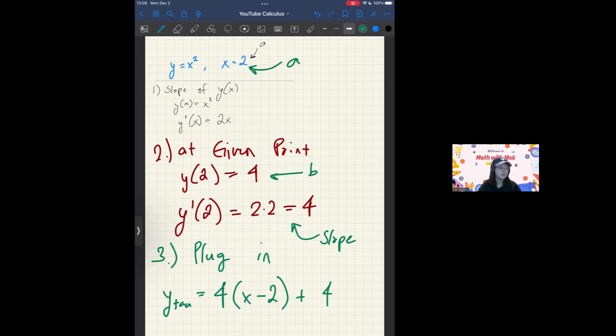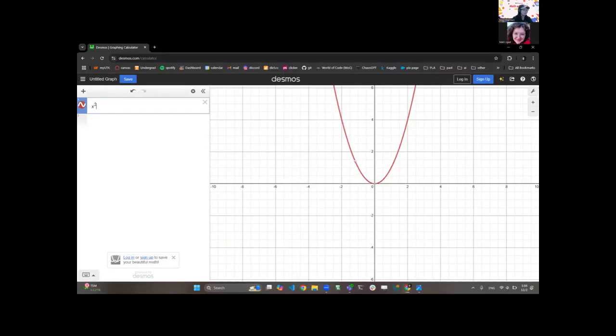So now you're probably asking yourself why, right? You've seen this before, but maybe it doesn't make sense. So let's look over at Desmos for just a quick moment. We have our x squared, and here's our point that we were expecting, right? 2, 4. So let's say I just took the derivative of this, 2x.